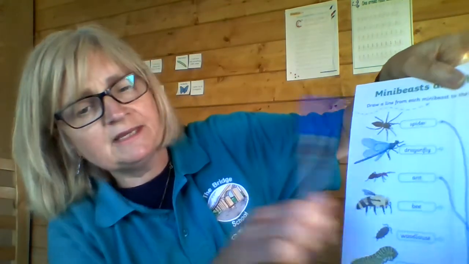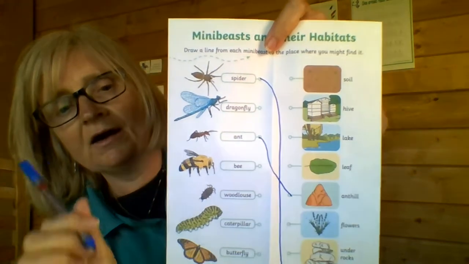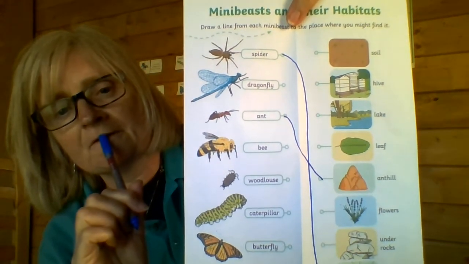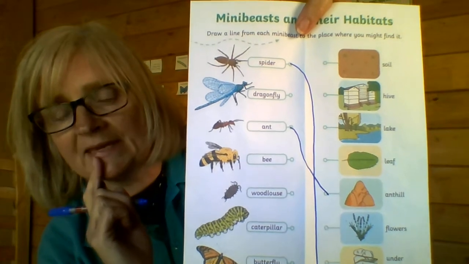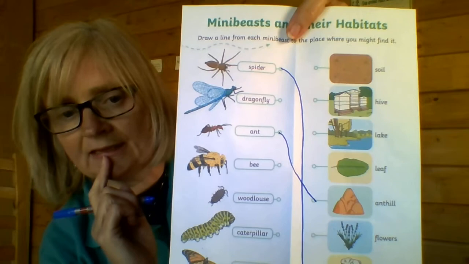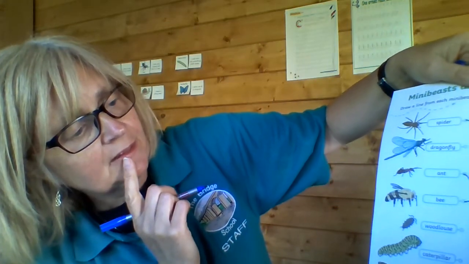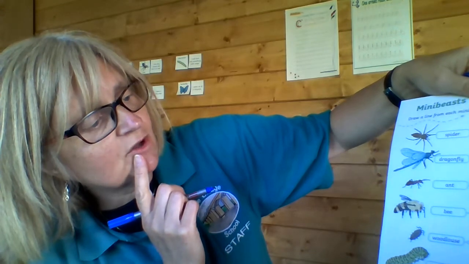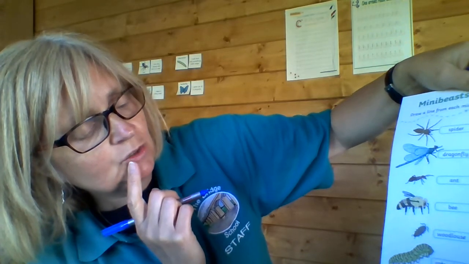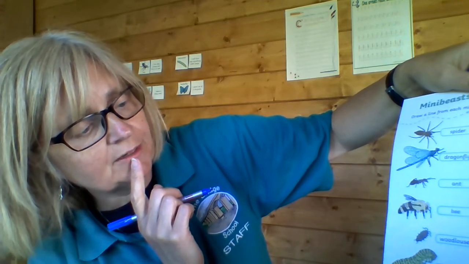Now, do you know who lives in these houses up here? These houses. The hive. That's right, it's the bees. The bees live in the hive and they make honey. So let's join that one up. So bees live in hives. Now, who have we got left? We've got a dragonfly, and a woodlouse, and a caterpillar, a butterfly, and a worm.